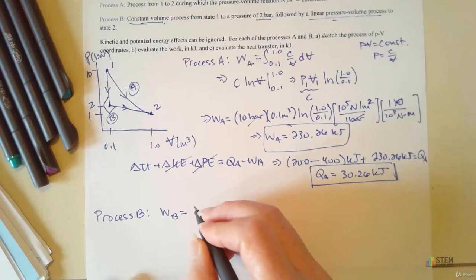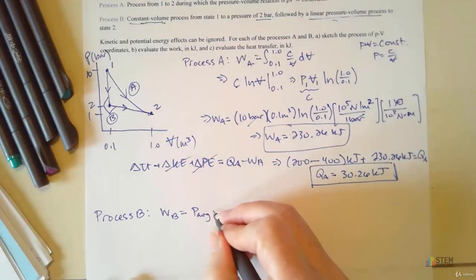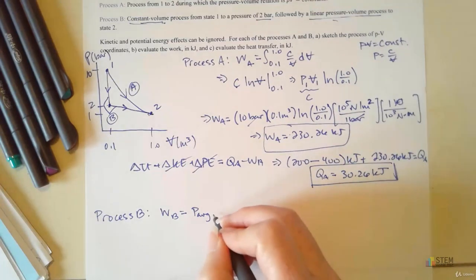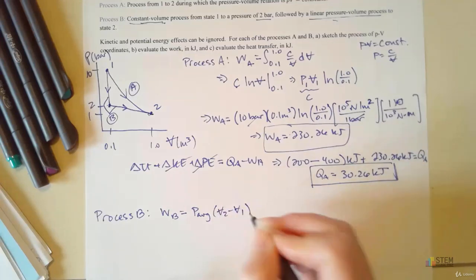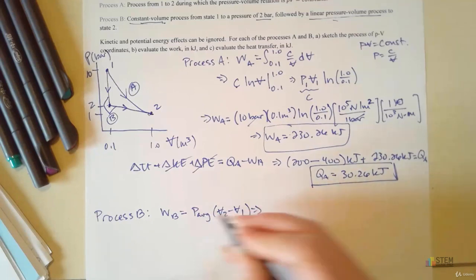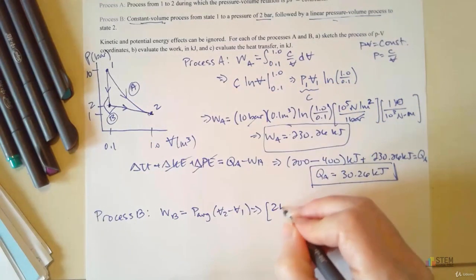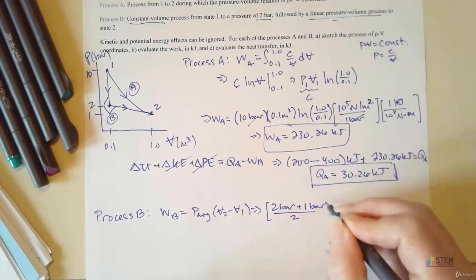So our work for B, let's just say, is the average pressure between these 2 points, since we don't know the exact relationship, and then we're going to multiply that by the change in volume. All right, so we'll have V2 minus V1. Now our average pressure, we're going between 2 and 1. So we'll have 2 plus 1 and then put that over 2.